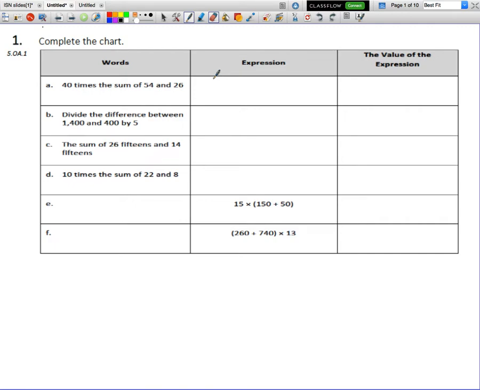Okay, here we go. So look at A. 40 times the sum of 54 and 26. I'm going to highlight my solution word here in pink because pink is cute. Sum. We are finding the sum. So remember, when you see solution words, that means I need parentheses. So in parentheses, I'm looking for 54 plus 26, because I know the sum is the answer to an addition problem. Now I need to find what 40 times that is. So I'm going to put 40 times (54 plus 26).